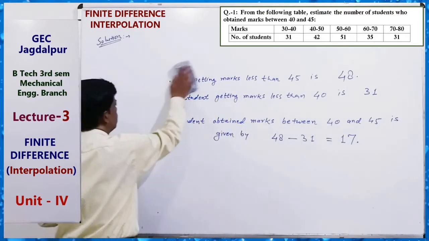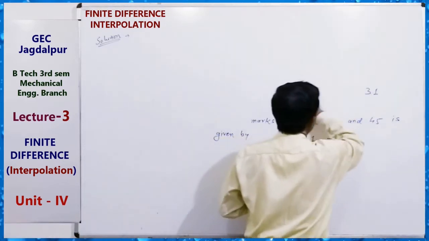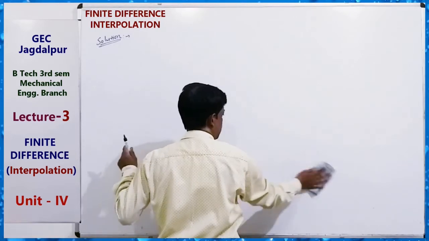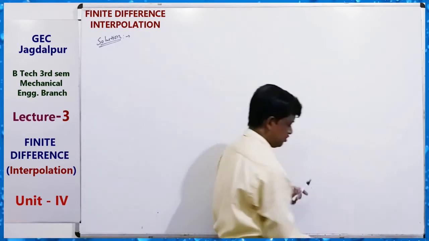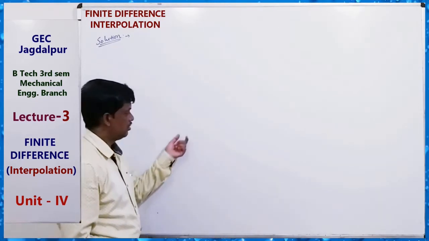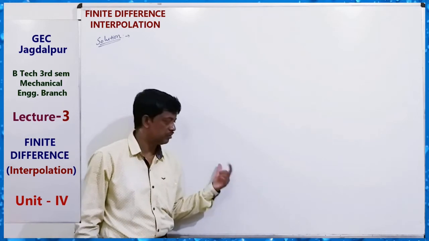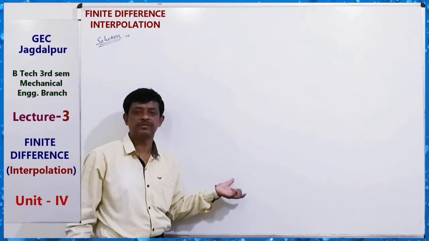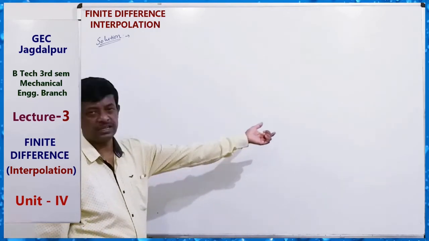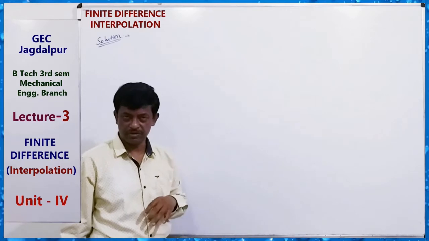Just see one thing, that we can also find polynomial from our previous discussion. We know that if we are given 3 entries, then second degree polynomial can be approximated for the function. Function can be approximated as a polynomial of second degree. If 4 entries are given, then third degree polynomial can be approximated.